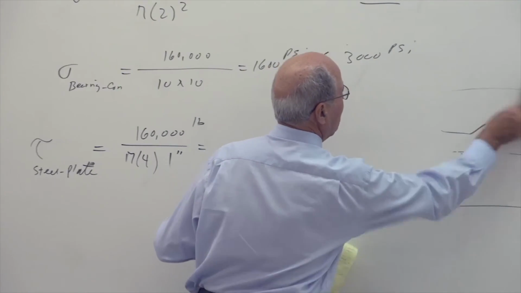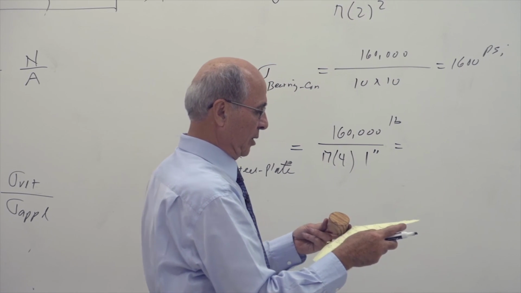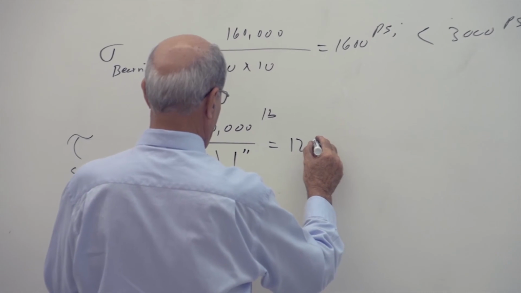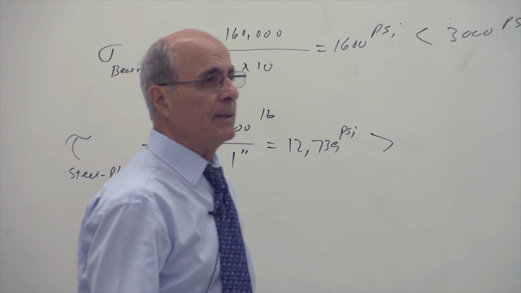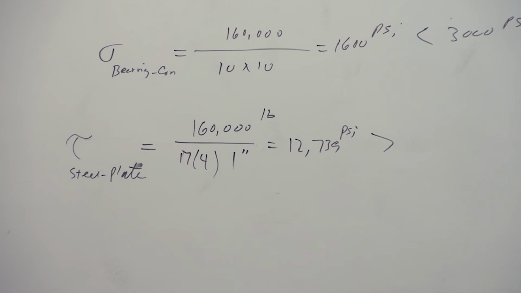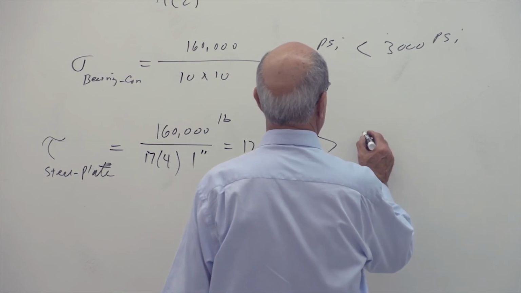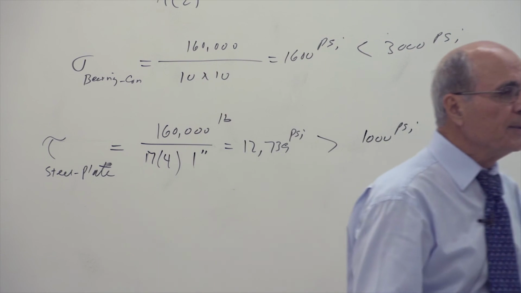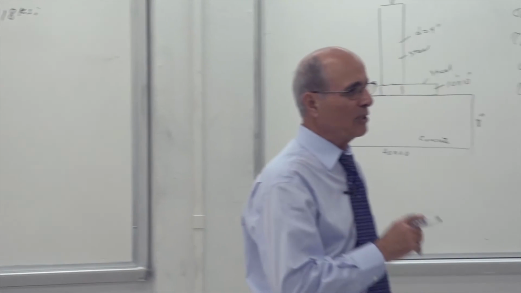Anyhow, you calculate that one. Because we are running out of time, let's finish this one. You calculate that one. That becomes equal to 12,739 psi. But this is larger than tau allowable. Tau allowable is how much? Look, that's larger. So that one is larger than 10,000 psi. Therefore, it's not good. So what should I do? What's the easiest way? Maybe I want to change the thickness of the plate. Actually, the first easiest way.